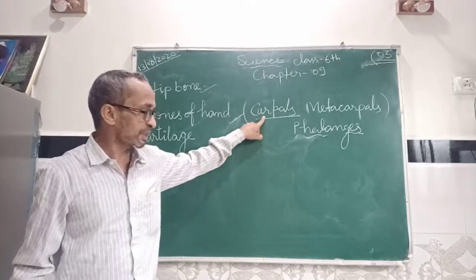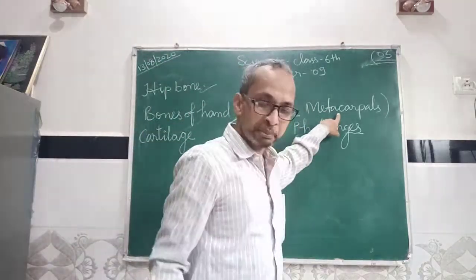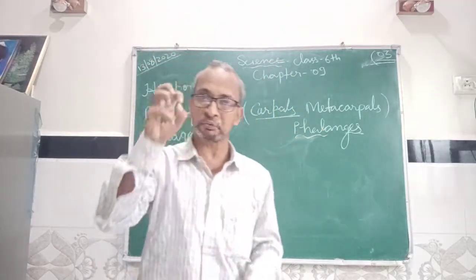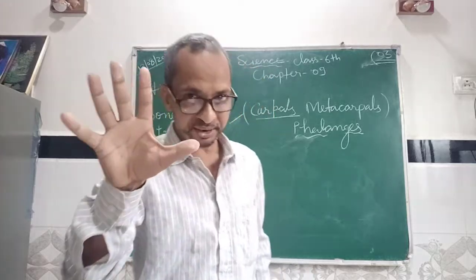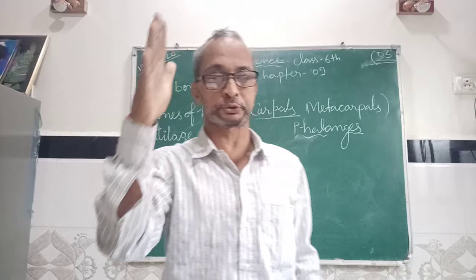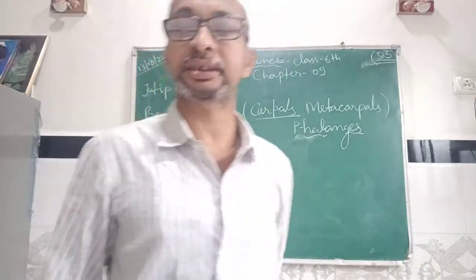These are the names of the bones of your hand. Carpals you will find in your wrist, metacarpals in your palms, and phalanges in your fingers. There are 5 fingers: the fingers have 3 bones and the thumb has 2 bones. These are the features of the hand.